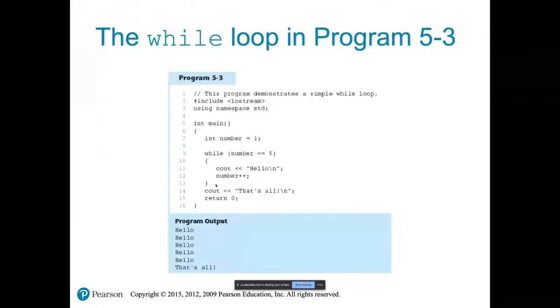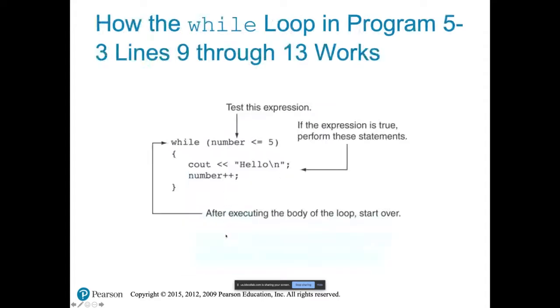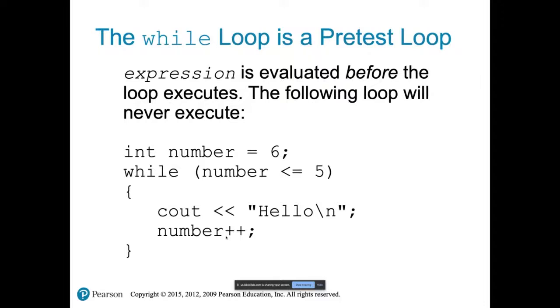But like we did before with the other one, if number plus plus on line 12 was removed, you would have an infinite loop. It would never get out, so you would see your program going hello, hello, hello, hello, and it'll keep scrolling. You would almost have to do a Control-C or Control-Alt-Delete and exit your code.